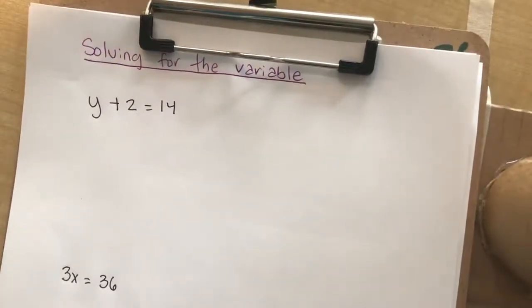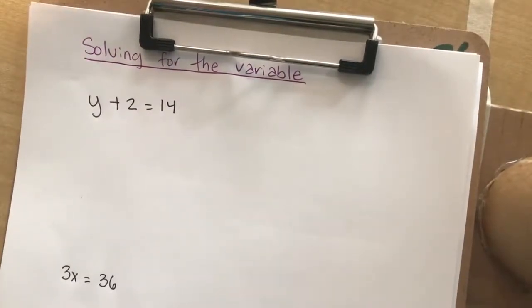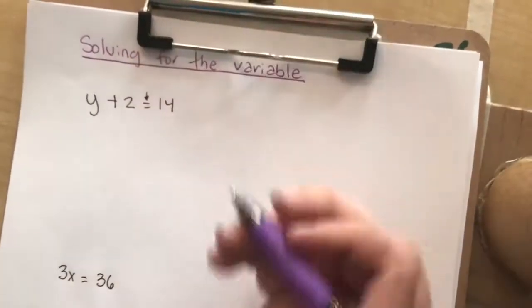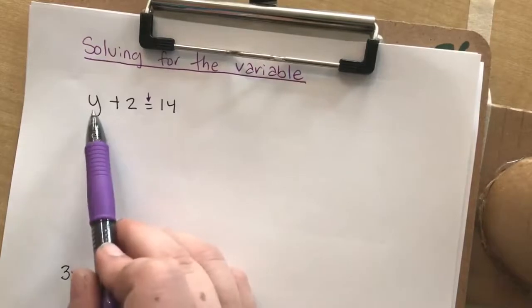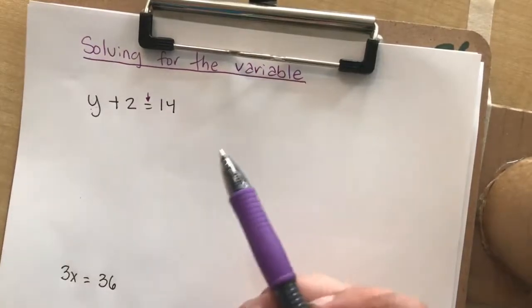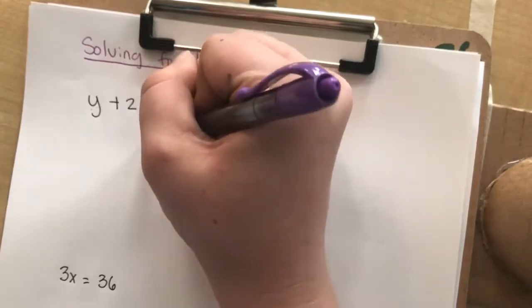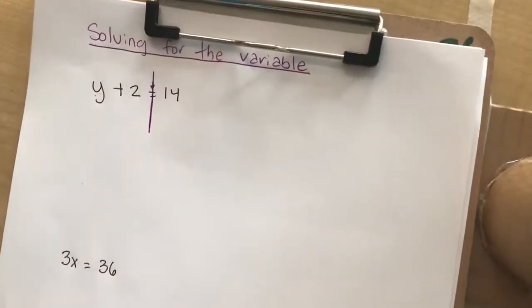This video is going to show us how to solve for the variable. So here I have an equation. This is going to tip you off to say that you know the answer, so the only thing you don't know is the variable. So what we have to do first is draw a line down the equal sign. This way I know which side is which.